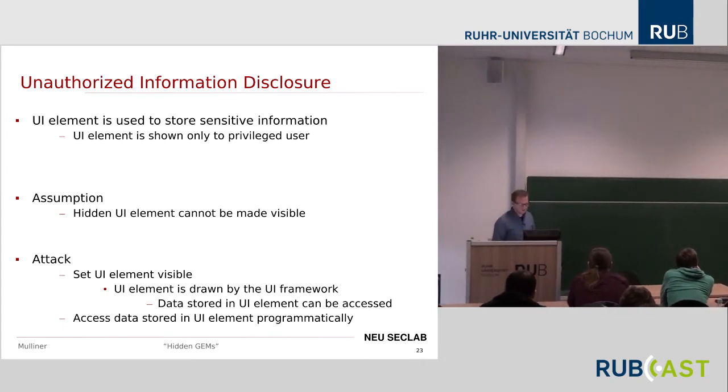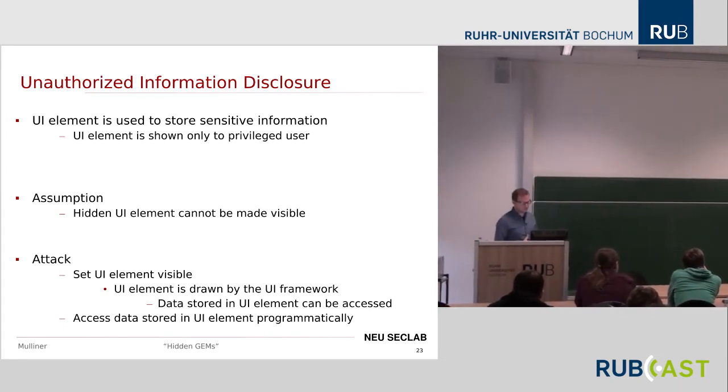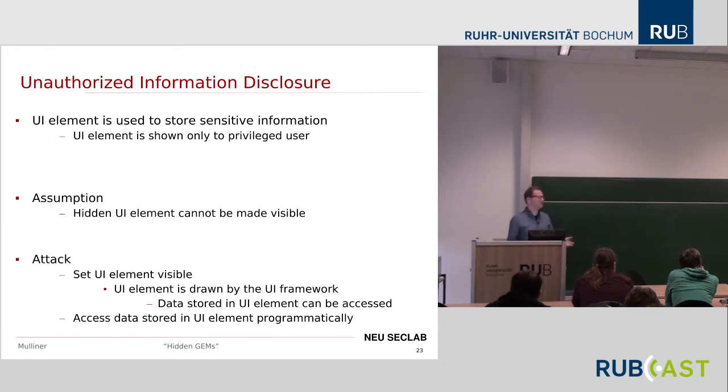So if we now look at unauthorized information disclosure, basically you already saw the demo in the beginning. The idea is you have some data that is stored within your application, and only a privileged user should be able to see it. So the developer just says, I create all these windows and put the data in, and then I just hide it, and as soon as a user logs in who has the privileges, I just flip the flag, and the UI draws the window, and then the user can interact with it. And the attack is obvious.